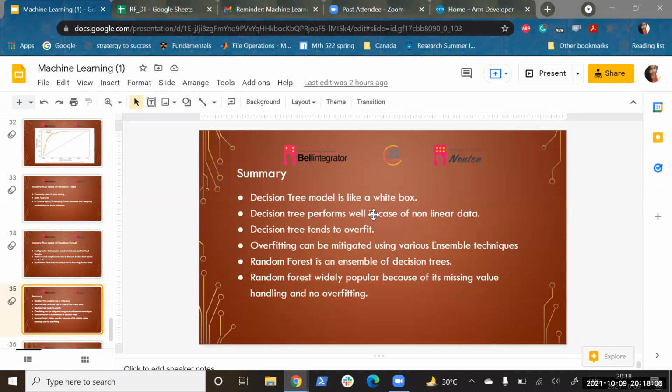Then we know that decision tree performs well with nonlinear data. It's specialized in performing with nonlinear data. Decision tree tends to overfit. But as we know, there are various ensemble techniques that we can use to mitigate this issue. Then random forest is an ensemble of decision trees, and random forest is widely popular. Why? Because it handles missing values very well and it tends to not overfit.